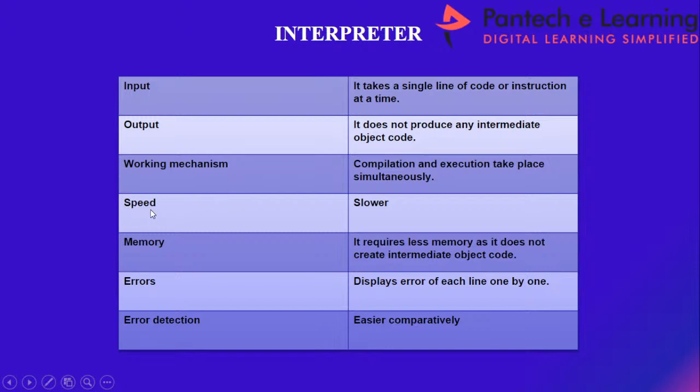And the speed of an interpreter is slower when compared to the compiler. And for memory requirement, it requires less memory as it does not create intermediate object code. So all these are the important points you should remember about an interpreter. And error detection is easier in the case of interpreters when compared to compilers. Clear with this? So all these are the different units or modules that are present in an interpreter. Clear? So it requires less memory.